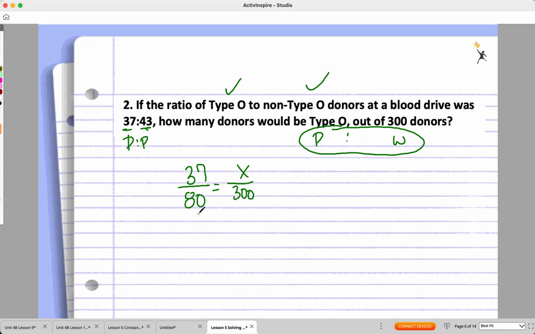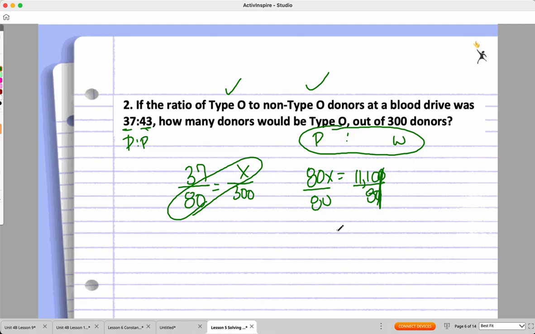So now I can cross multiply. Okay, 80x is equal to 37 times 300. 7 times 3 is 21. Carry the 2. 9 plus 2 is 11, 100. Now I'm simply going to divide both sides by 80. Now, you know the shortcut. Come over here, cancel out those zeros because you're really just dividing by 10.